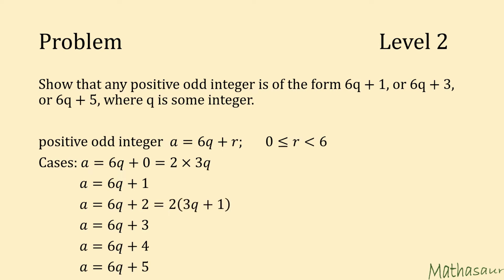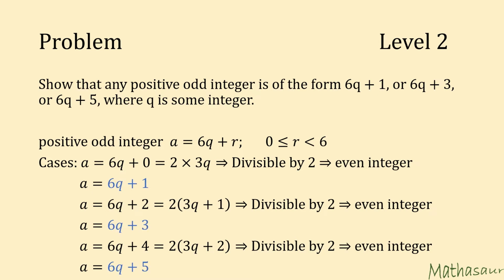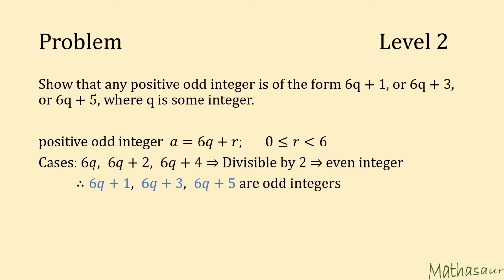Let us look at the third case. Once again we can take 2 common. So we get 2 times (3q + 1). Let us look at the fifth case. We can take 2 common and get 2 times (3q + 2). Now these 3 cases, first, third and fifth, all of them are divisible by 2. Hence they represent even integers. Now the rest of the cases, which are not divisible by 2, since they are not even, have to be odd. So 6q + 1, 6q + 3 and 6q + 5 would represent odd integers.